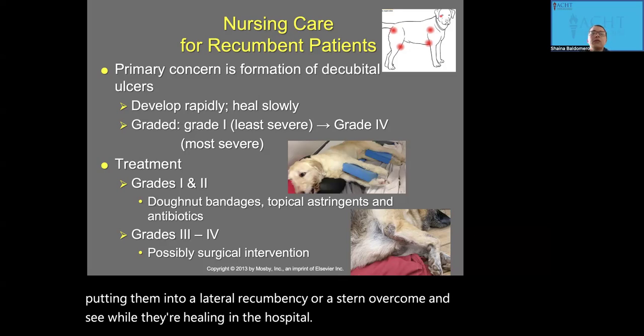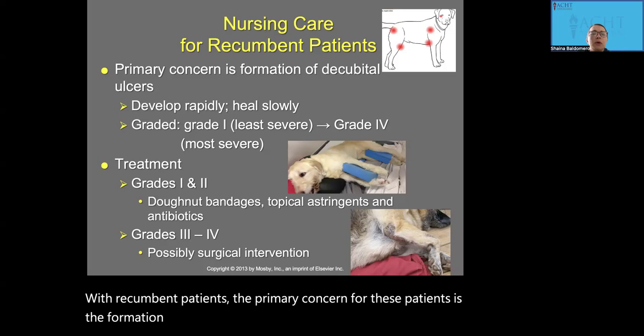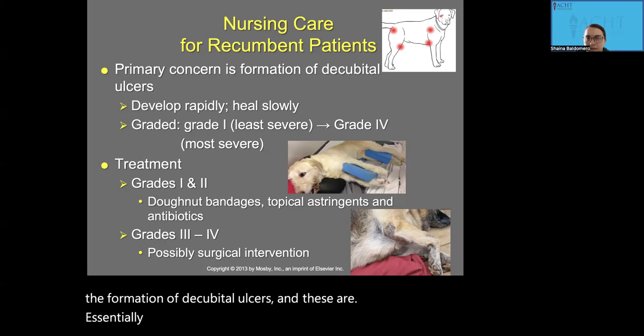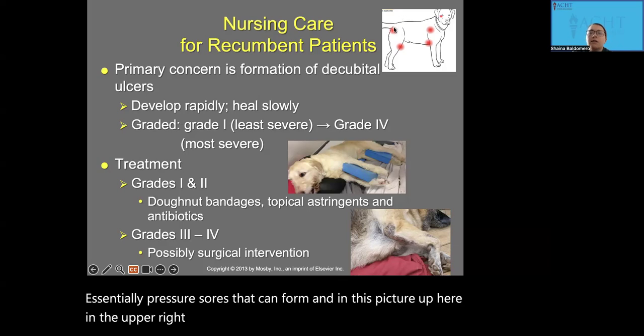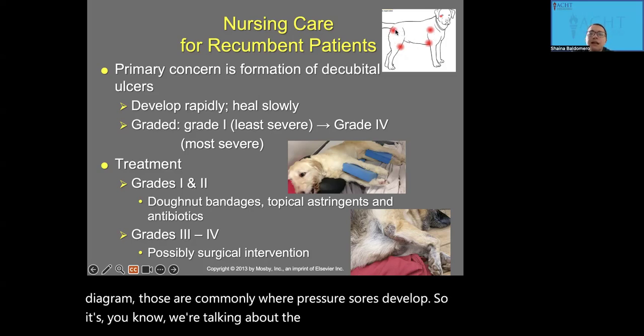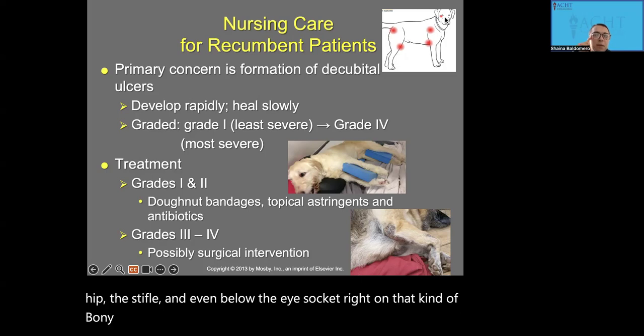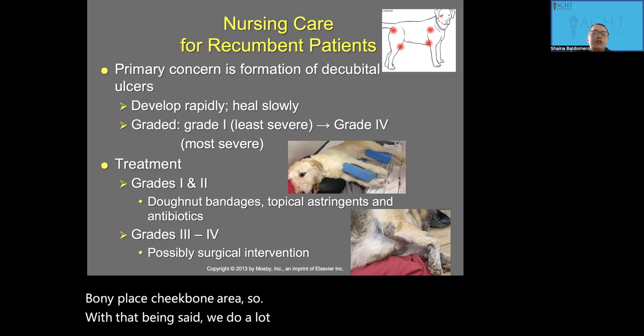Unfortunately, with recumbent patients, the primary concern for these patients is the formation of decubitus ulcers. And these are essentially pressure sores that can form. And in this picture up here in the upper right-hand corner, where the red circles are on this diagram, those are commonly where pressure sores develop. So we're talking about the elbows, the shoulders, the hip, the stifle, and even below the eye socket, right on that kind of bony place, cheekbone area. So with that being said, we do a lot of preventative measures to stop this from happening.